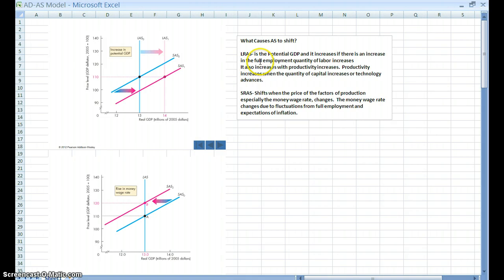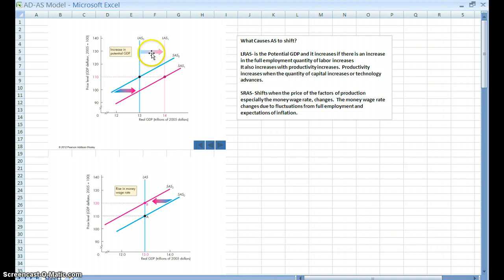So the long-run aggregate supply is the potential GDP, and it increases if there is an increase in the full employment quantity of labor. It also increases with productivity increases. Productivity increases when the quantity of capital increases or technology advances. So we talked about this in an earlier video.